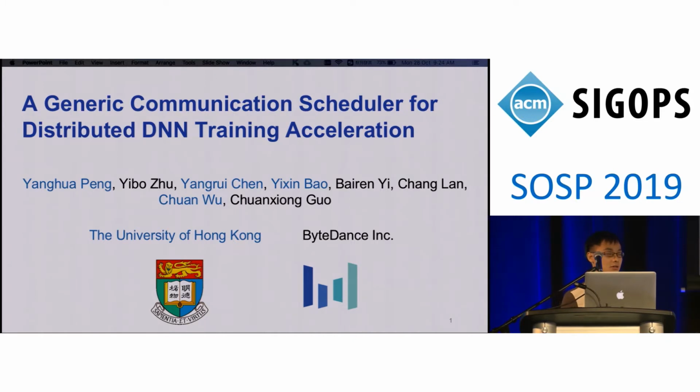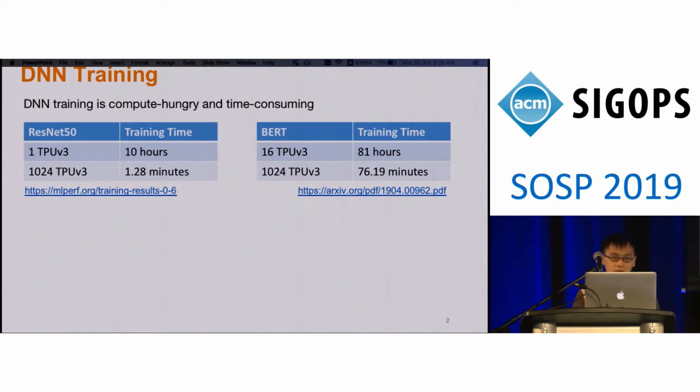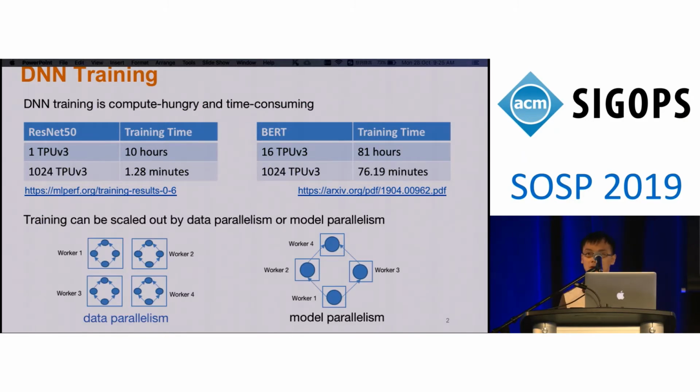The last talk talked about PipeDream, which is a great work for model parallelism. And in this talk, let's see how to optimize data parallelism. As we know, DNN training is very compute hungry and time consuming. For example, it takes 10 hours to train a ResNet 50 model using one TPU. To speed up the training, we can use more devices.